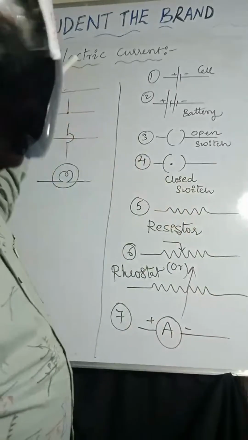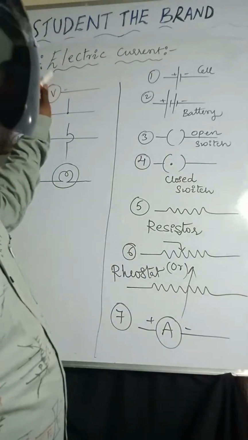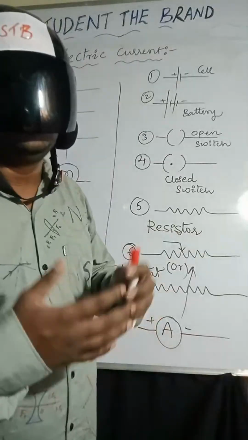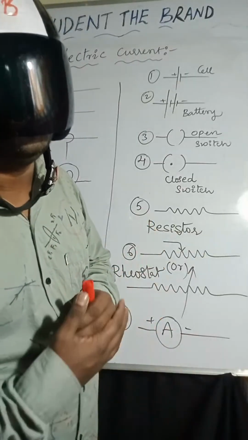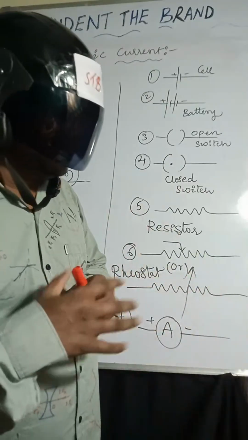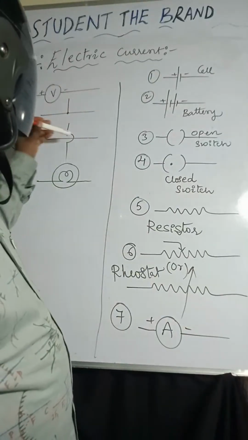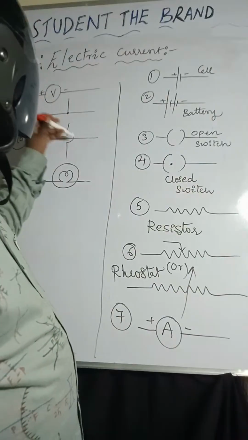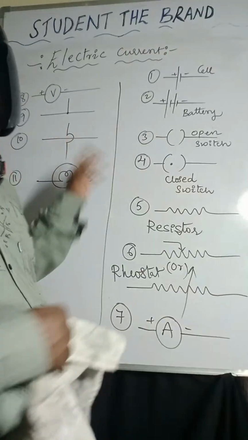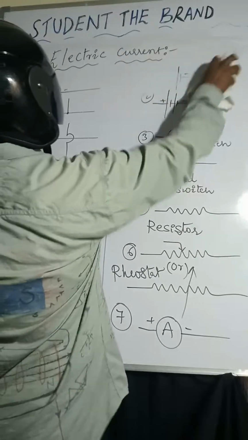Coming to the voltmeter, a voltmeter is a device which is used to measure the potential difference. The voltmeter is connected in parallel combination. Then we have wire joining, wire crossing and bulb. I hope it is very clear. So this is about electrical appliances. Coming to the electrical circuit.